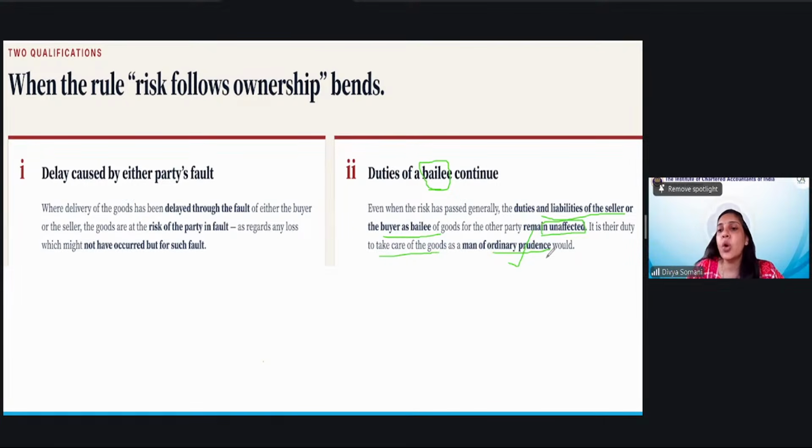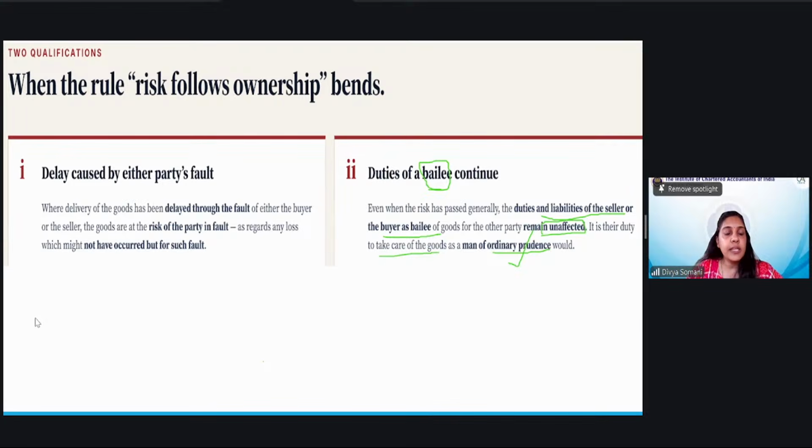Ordinary prudence means, in normal circumstances, how do you take care of things? Likewise, the seller has to take care of those goods. He cannot say, since I am not the owner, I will not take care of the things, let the fire break out, let him bear the loss. He cannot say that. He has to be a vigilant person and take the normal steps which any normal person would have taken to take care of those goods. But still, if something has happened which was not in his control, then he will not be made liable for that. The duty of bailee will continue even if the delivery process has been delayed. So that is what is mentioned here.